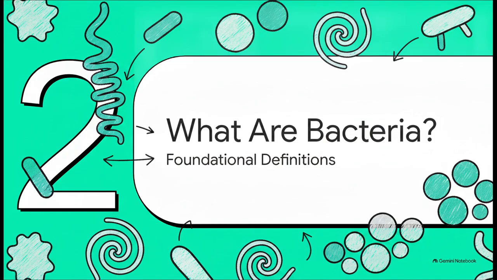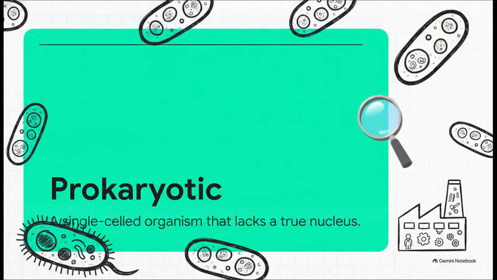Section 2. What are bacteria really? Foundational definitions for your notes. All right, the absolute crucial point here is that bacteria are prokaryotic. Make sure to jot that down. P-R-O-K-A-R-Y-O-T-I-C. Prokaryotic. Basically, this means they are incredibly simple, single-celled organisms that do not have a central command center.